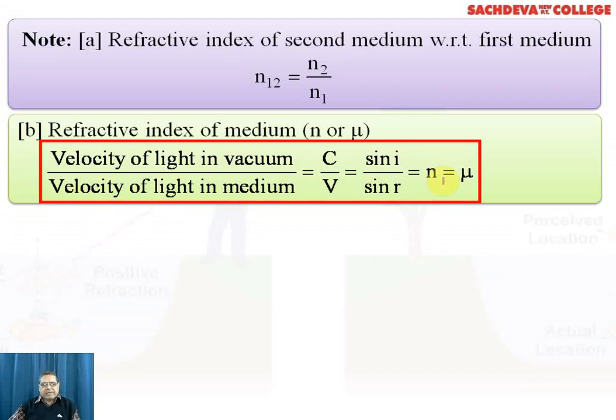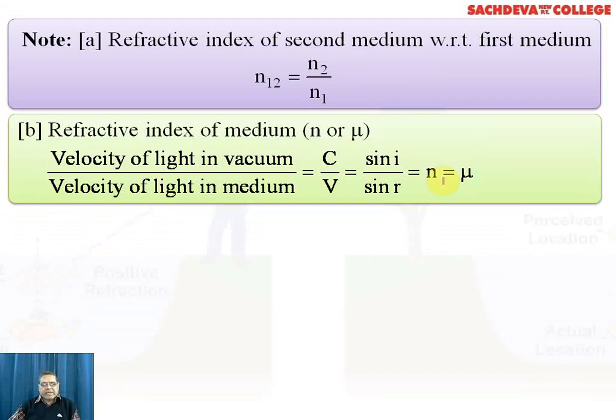N means refractive index. So refractive index is given by sine I over sine R, or we can say velocity of light in vacuum divided by velocity of light in medium. In a medium we represent it by V, and in vacuum we represent it by C. Always remember that light is an electromagnetic wave and it can propagate with or without a medium. So a medium is not an essential property for the propagation of light.